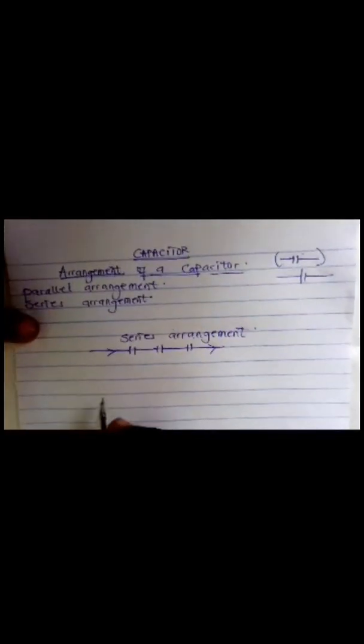So if the current flows like this, automatically all of them are arranged in series. This is what we call series arrangement. This is series arrangement of capacitor. Please don't mind my drawing.